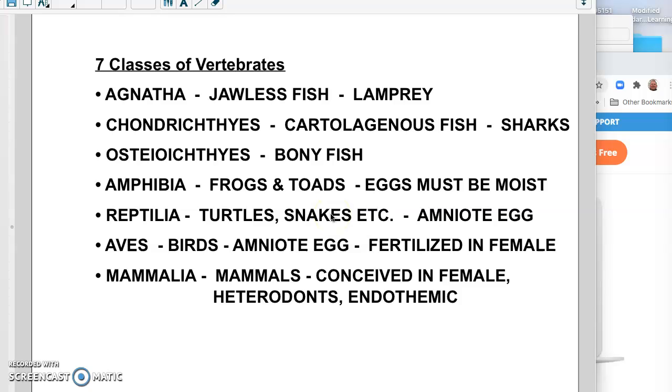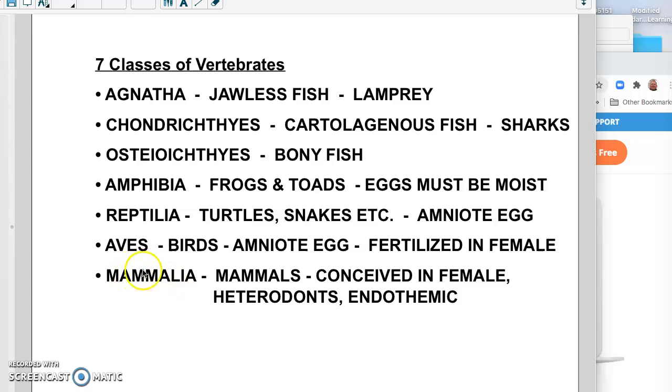They have a shell around it that protects all that liquid material in there, the egg, the developing fetus inside of there, and then it's the job of the reptile to bury it in a spot where it can be protected and stay relatively warm so that the eggs and the things inside the eggs can develop. Aves is the birds, and they also have an amniote egg. An amniote egg is like a chicken egg. It has the yolk, a white, and it has a hard shell around it to protect it. These guys are fertilized in the female, and then the eggs are laid.